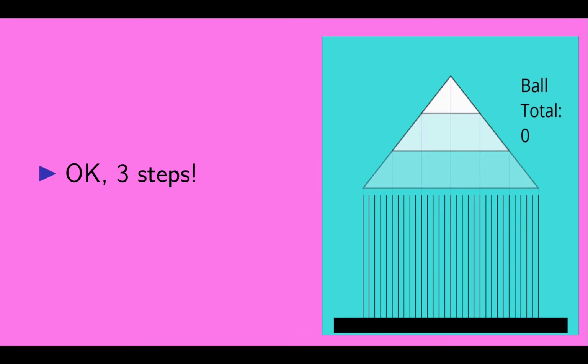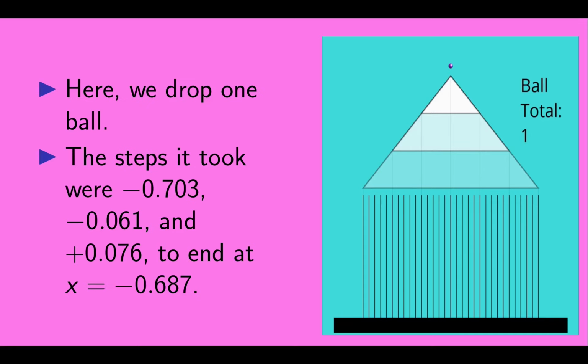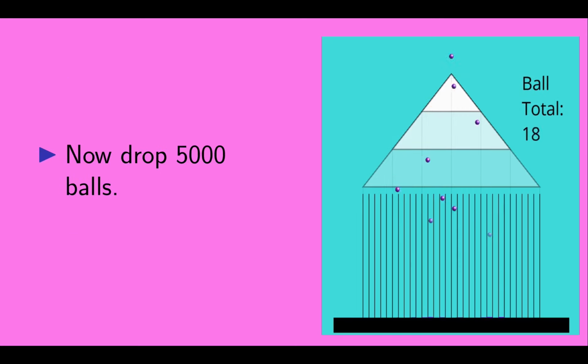Here is the setup for 3 steps. Here, let's drop one ball. The steps it took were minus 0.703, minus 0.061, and plus 0.076 to end up at x equals minus 0.687. Okay, let's drop 5,000 balls.